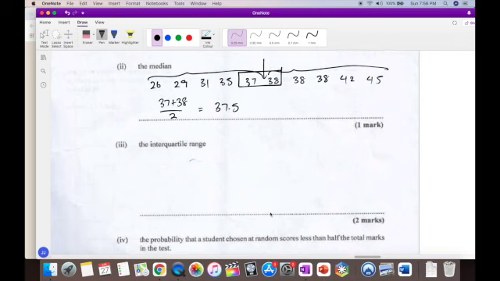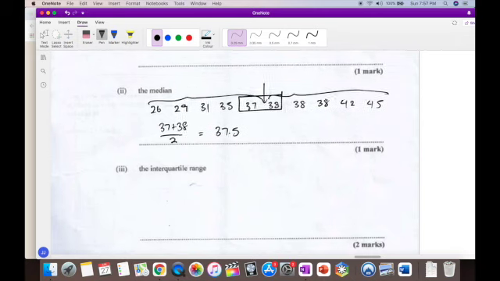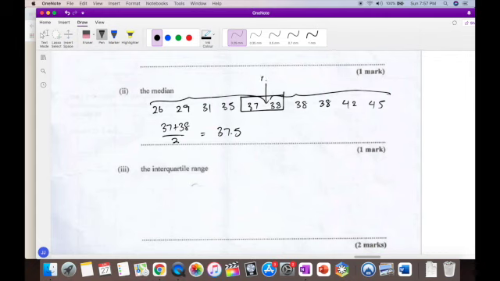The interquartile range. So we can remember that if this median is Q2, then if we take a look at this 5, in the middle of this 5 here, we'll have Q3. And then in the middle of this 5 here, we'll have Q1. And so the interquartile range is Q3 minus Q1, which is 38 minus 31, which is 7.